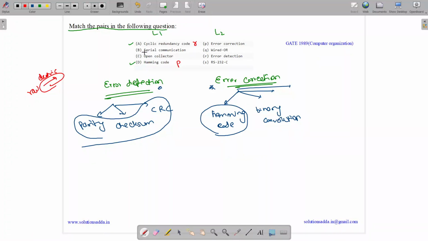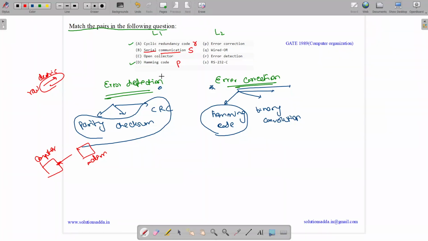Now let us see this serial communication. So we are using RS-232C. It's basically the physical interface that our computer is using to talk to and exchange data with our modem. This is our computer and this is modem. So it is the physical interface. This physical interface is RS-232. It's a standard interface that we are using to exchange data with a modem and other serial devices. So serial communication is mapped to S. So we got RS, this is mapped to S.